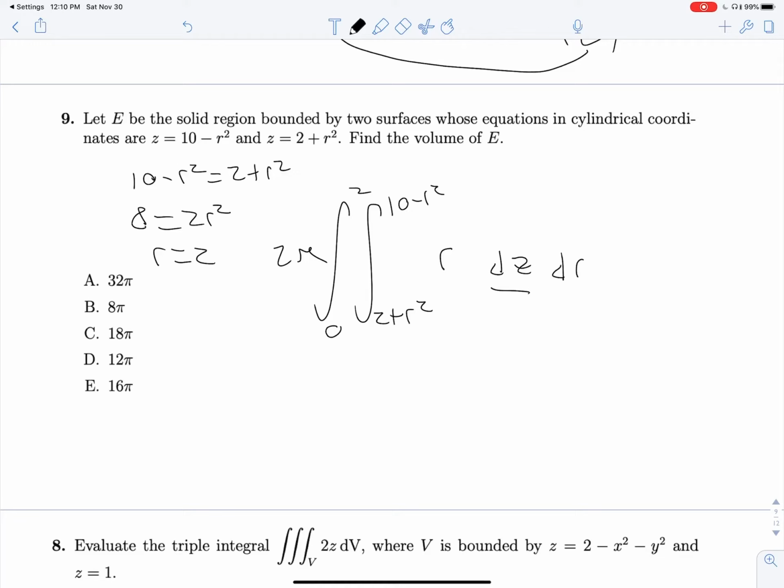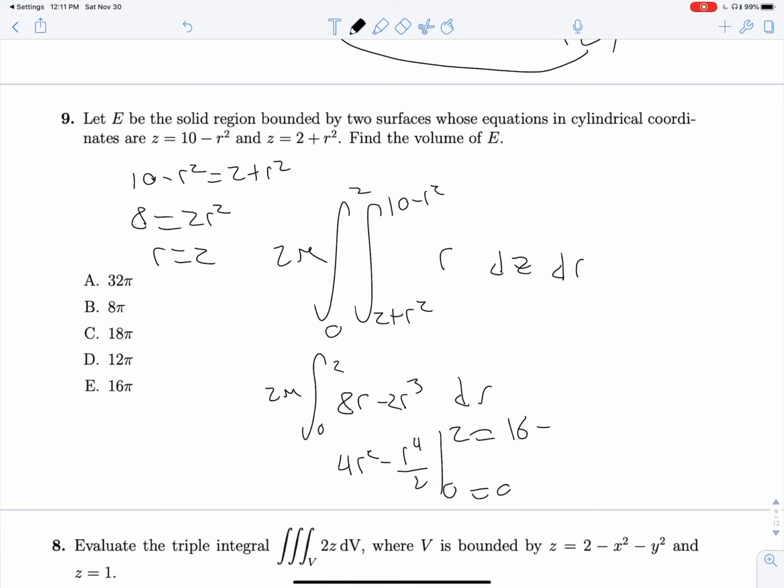And so evaluating, since we have no z in here, this integral's going to get pretty easy. We're just going to end up with the integral from 0 to 2 times 2 pi of 10r minus r cubed minus 2r minus r cubed, which will give us 8r minus 2r cubed dr, which is 4r squared minus r to the fourth over 2 on 0 to 2, which is going to give us 16 minus 8, or 8 multiplied by our 2 pi. So we get an answer of 16 pi.